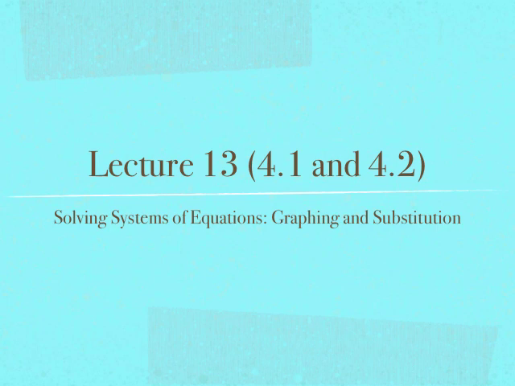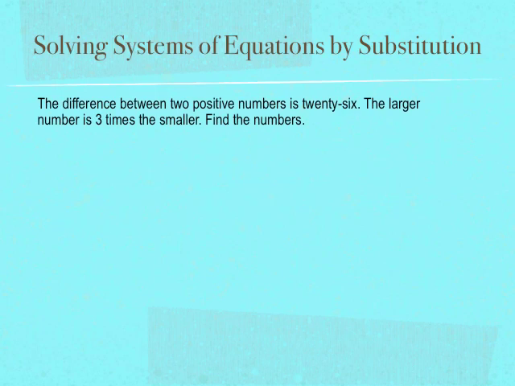Okay, in this very last part of lecture 13, we'll do our little baby story problems, and we're going to solve these using substitution. Let's say that the difference between two positive numbers is 26. The larger number is 3 times the smaller. Find the numbers. Now remember, for your story problems, I've begged you that the first thing you'll do is make a key. I know this is an easy problem, but just humor me.